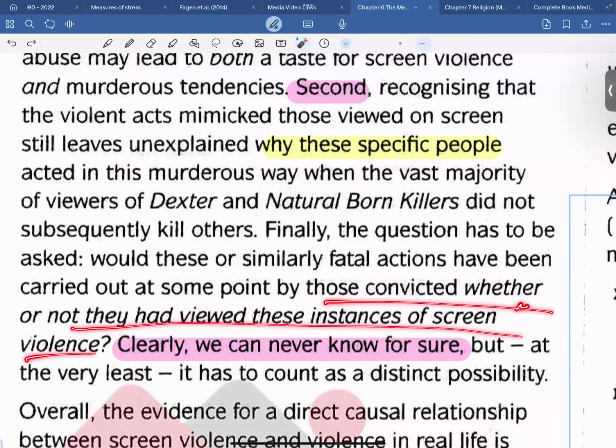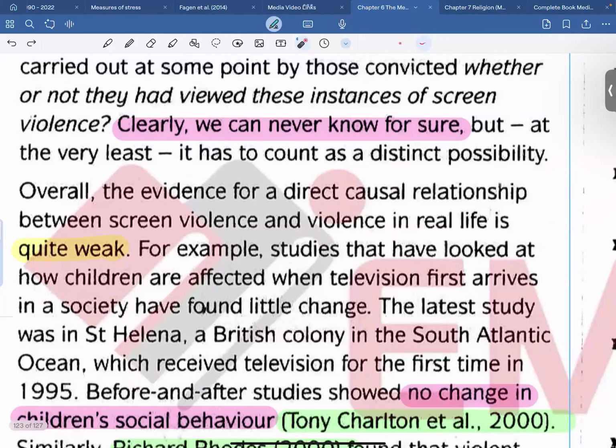So what about the people who are convicted? What about the people who are already going through a trial? What about the people who are already behind bars? Let's go and ask them if it was violence on television that led to all of this. So clearly we never know for sure, but at the very least it has to count as a distinct possibility. We can never be sure, but nonetheless, yes, there is a possibility.